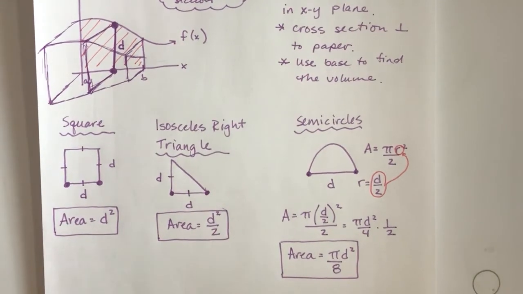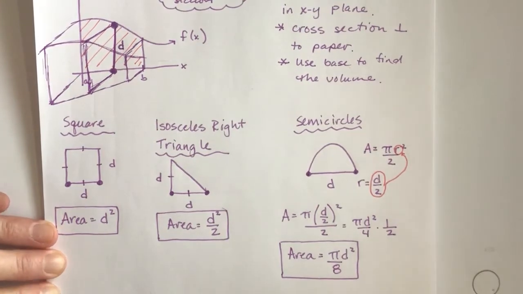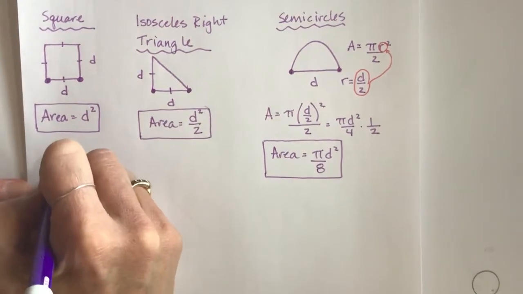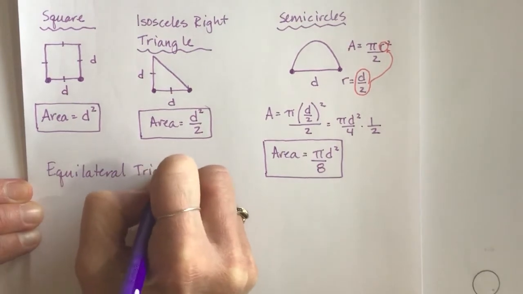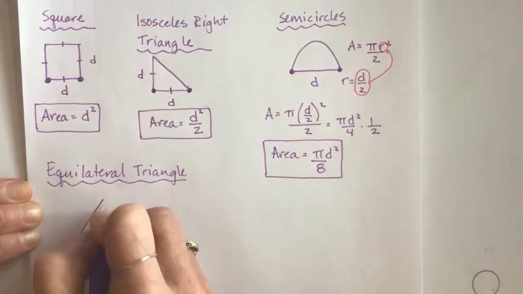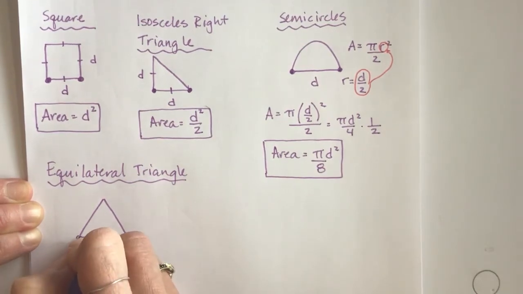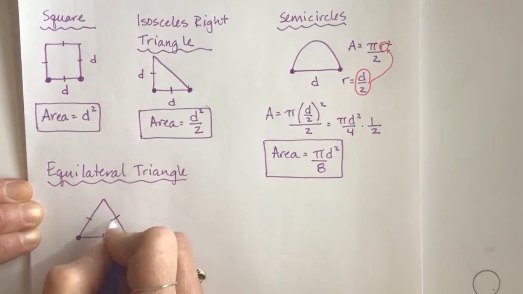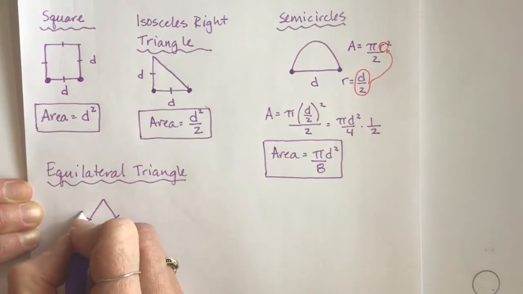Sorry about that. Okay, and then the last one that you might see is equilateral triangles. You remember from geometry that equilateral means all the sides are equal. So if this side is D from our picture, then this side is D also.